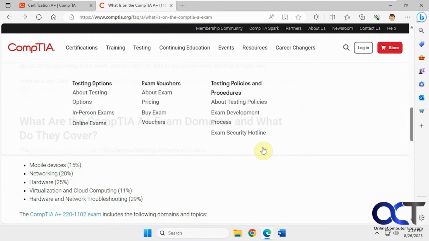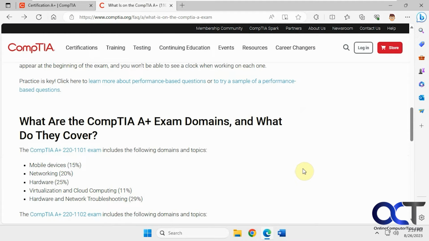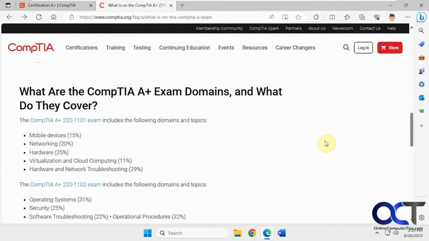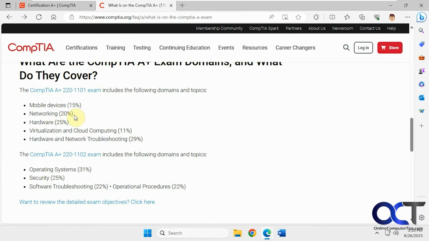And so here are the exam details. There's two exams, 220-1101 and the 1102. So it's the Core 1 and the Core 2, and you're going to have to take both of them to get the certification. The Core 1 covers mobile devices, some networking. It's not really super complex networking, just some stuff on IP addresses and basic stuff like that, troubleshooting. Some hardware, all the RAM and CPU specifications and troubleshooting that. Basic virtualization, and then you have your hardware and networking troubleshooting. Like I said, nothing too complex.